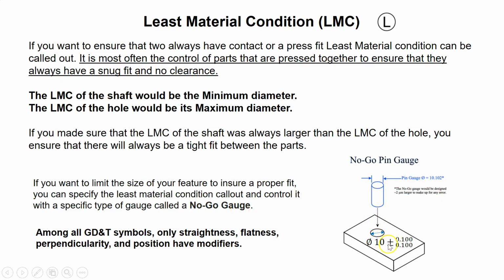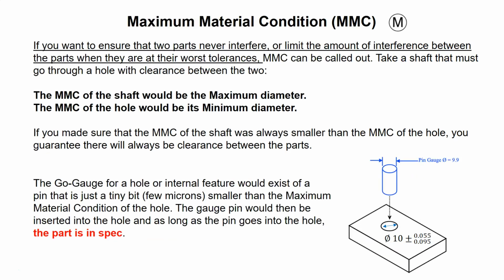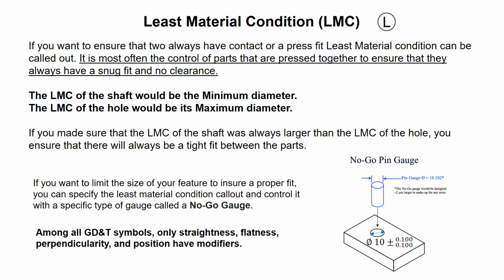So if it doesn't go through that, then I say the hole is what? In spec. So this is for the diameter only, that we talk about MMC and LMC. But MMC and LMC are not only used for linear tolerances. As we said, these are also for geometric tolerances as well.